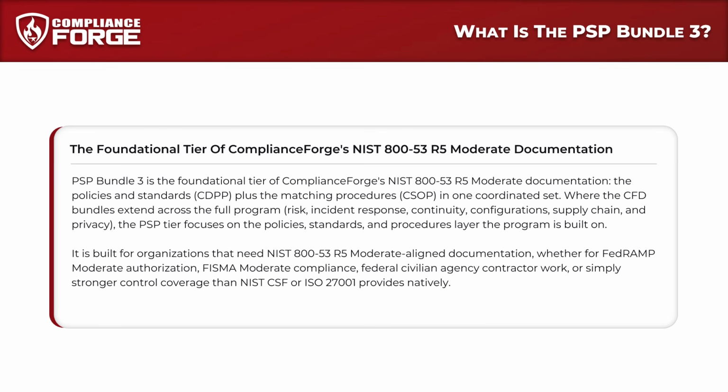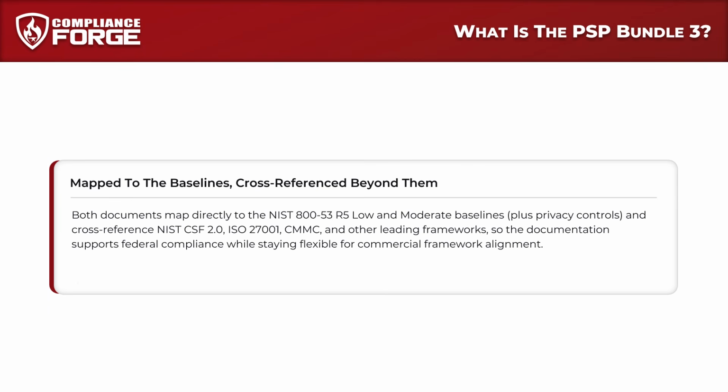It is built for organizations that need NIST 853 Moderate aligned documentation. Whether for FedRAMP Moderate authorization, FISMA Moderate compliance, federal civilian agency contractor work, or simply stronger control coverage than the NIST CSF or ISO 27001 provides natively. Both documents map directly to the NIST 853 Revision 5 low and moderate baselines, plus privacy controls. And they cross-reference NIST CSF 2.0, ISO 27001, CMMC, and other leading frameworks. So the documentation supports federal compliance, while staying flexible for commercial framework alignment.